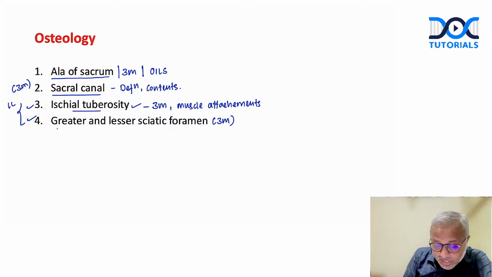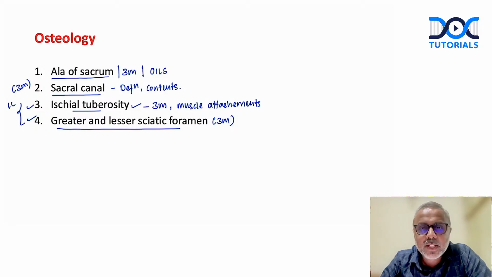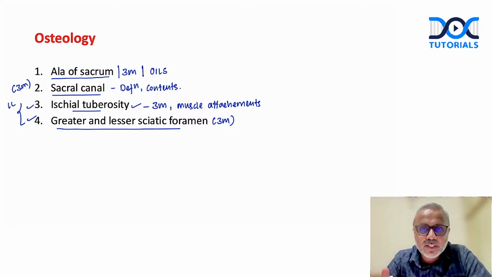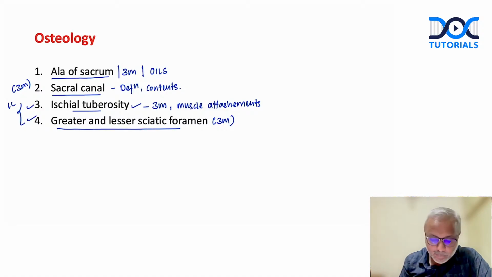Then the greater and lesser sciatic foramen. What are the structures that pass through the greater and lesser sciatic foramen? Of course, we had discussed this when we discussed the topics of the lower limb: how these two notches are converted into foramen, and what structures actually pass through these foramina. So these are very important questions that can come from the topic of the bones in the abdomen section.